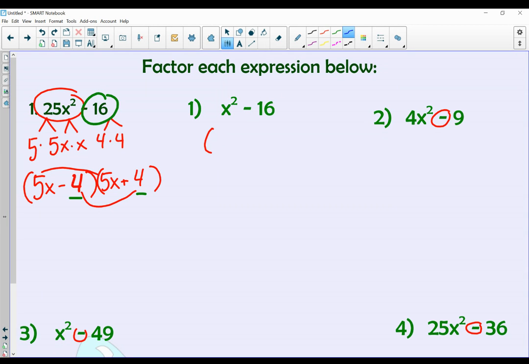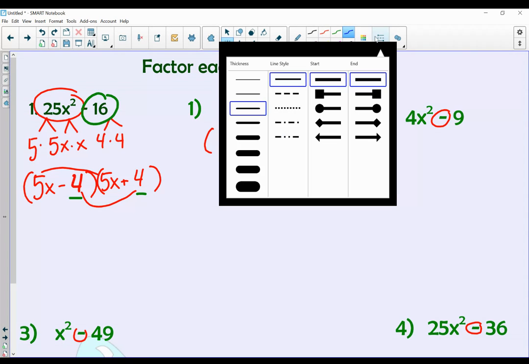Oh my gosh, I'm trying to change the color to blue. What's happening? I want you on blue. Okay.